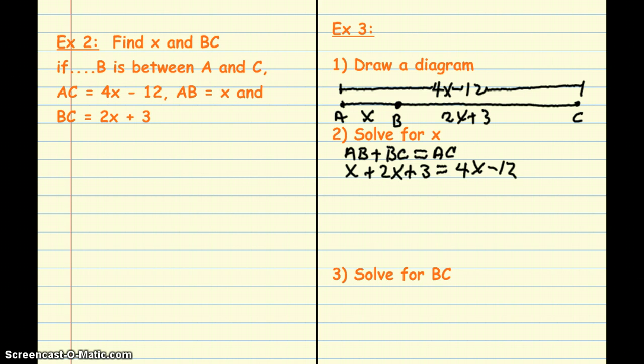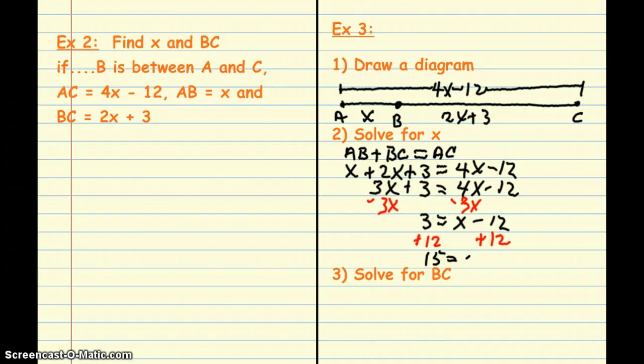And now we're going to use what we know how to do for solving equations and solve for x. So on the left-hand side, I'm going to combine terms. So I get 3x plus 3 equals 4x minus 12. And then I'm going to subtract 3x from both sides. So I get 3 equals x minus 12. And then I'm going to add 12 to both sides. So we get the fact that 15 is the value of x.